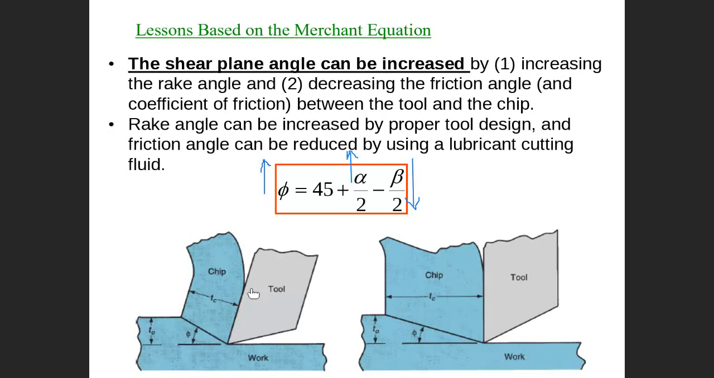So to reduce beta, the friction force must be reduced. To reduce the friction force in the cutting zone, you can lubricate. So increasing alpha comes from proper tool design, and the friction angle can be reduced by using lubrication. We do lubrication in cutting. Use lubricant, cutting fluid, and lubricate here to reduce the friction. When you reduce the friction, beta will be reduced and then you can increase phi. Any question?